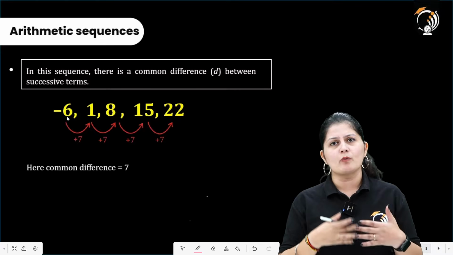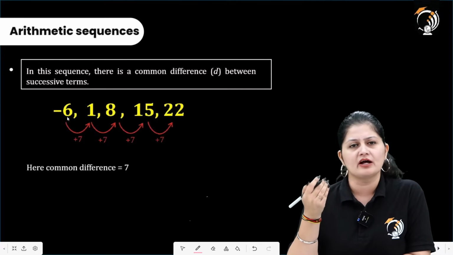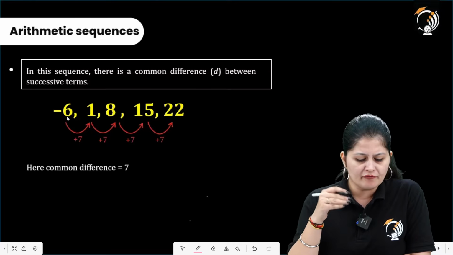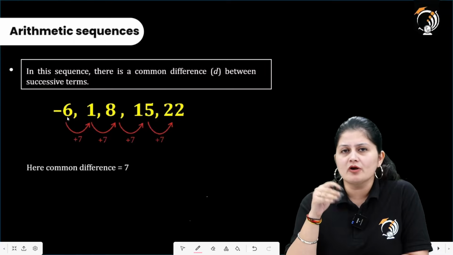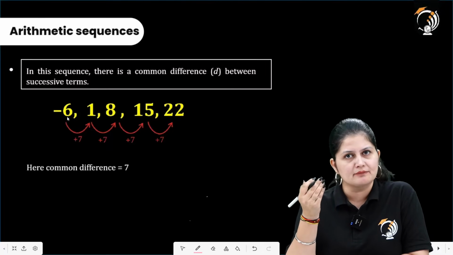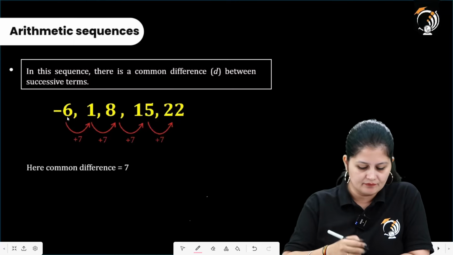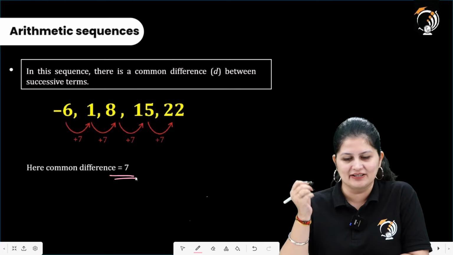If we need to go from 1 to 8, we again add 7 to it. Then from 8 to 15, we again add 7. From 15 to 22, we again add 7, right? So what we can observe is that the common difference in this particular sequence is nothing but 7. Clear?